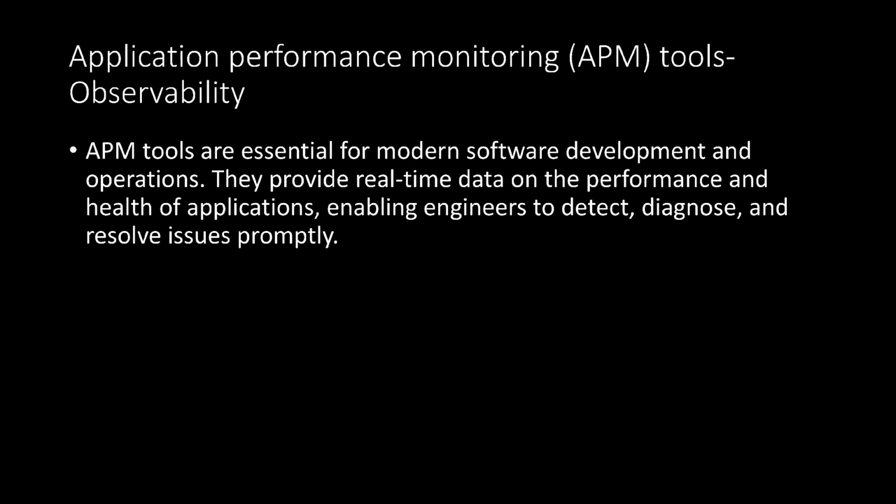APM tools nowadays provide visual observability on OpenTelemetry data of software systems. They provide real-time data that enable engineers to quickly detect, diagnose, and resolve issues as they arise. This real-time capability ensures that application performance issues can be addressed before they impact the user experience significantly.